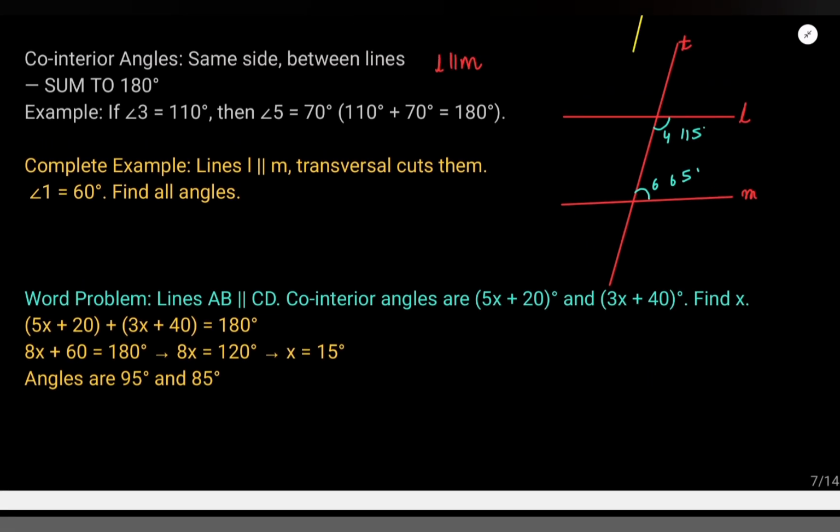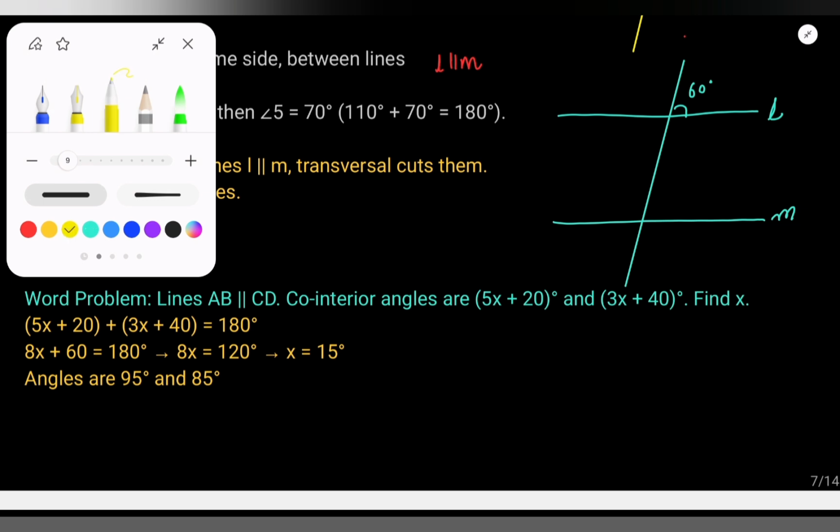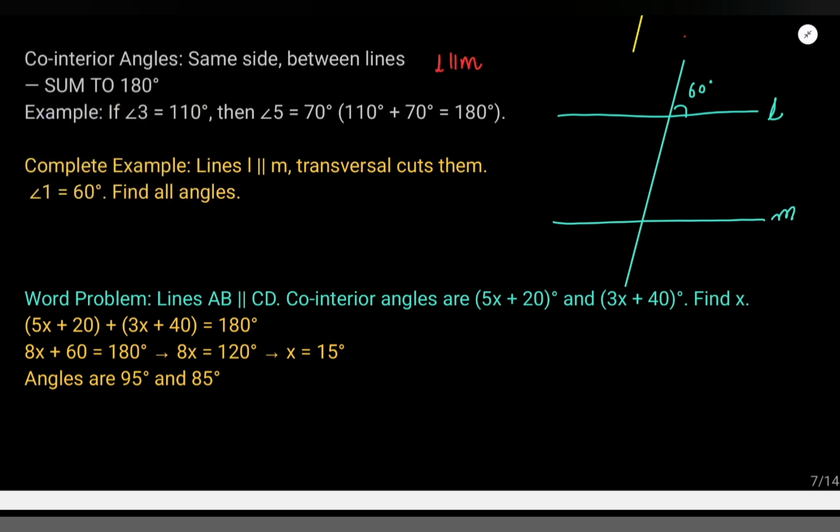What is the question? The question is: L is parallel to M. I will make the two lines one more time. Suppose we have two parallel lines and one transversal is crossing them. Okay, these are two lines. They are saying this is angle 1, this is 60 degrees. Find all other angles. If you understand this question, then you can do everything in this. Okay, understand this question properly.